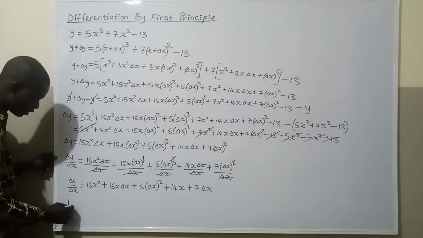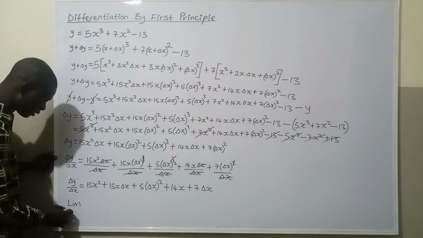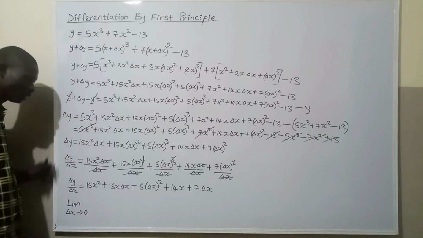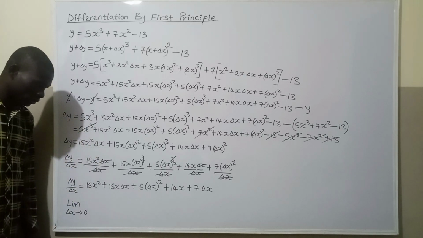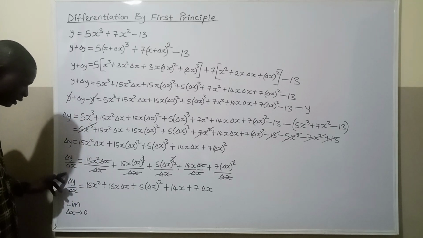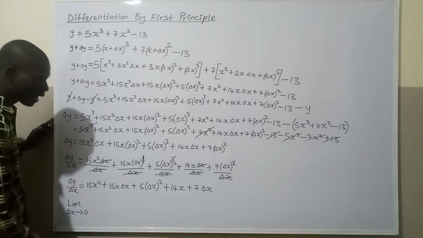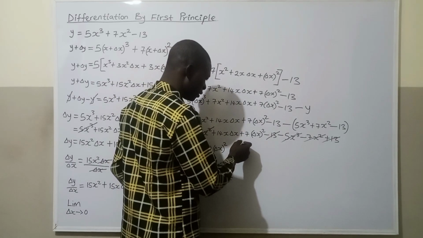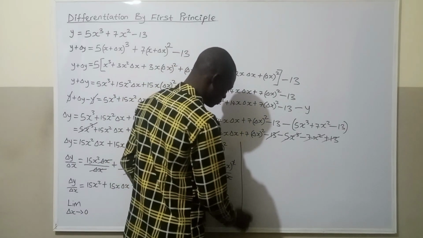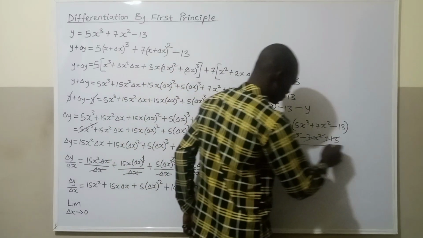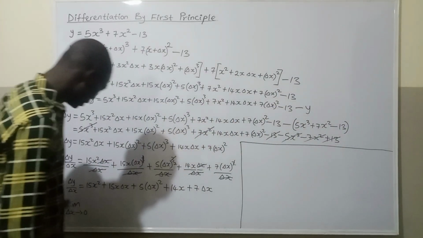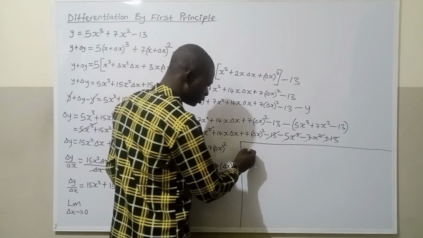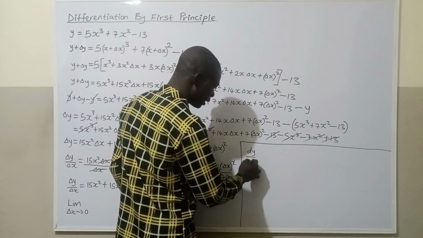So after we have simplified our delta y over delta x, remember in the first one, the next one is what? To limit delta x to tend to 0. So when we limit delta x to tend to 0, what happens in that situation? Delta y over delta x becomes dy by dx. So let me bring them up here. So delta y over delta x immediately turns to dy by dx when we limit delta x to tend to 0. So this becomes dy by dx.